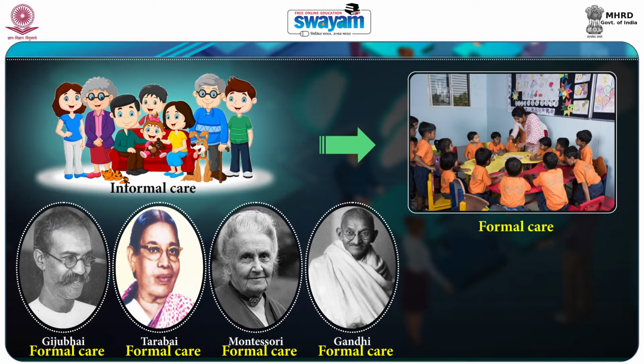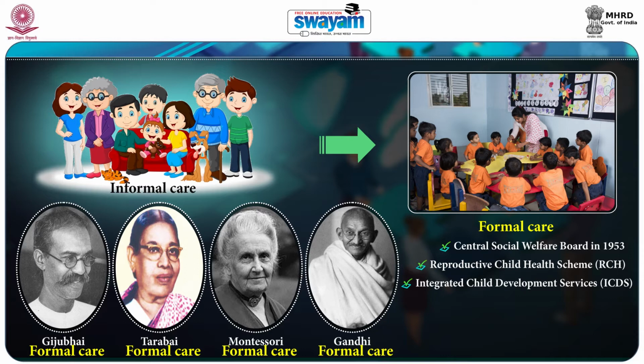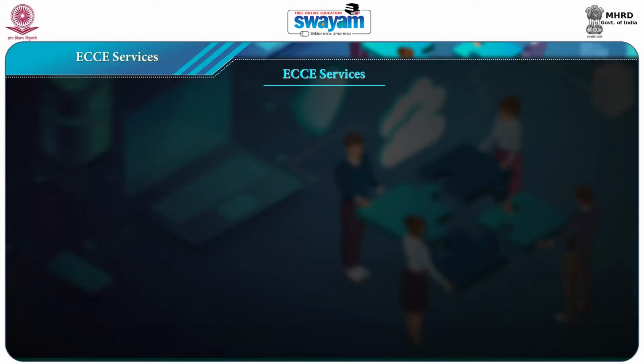The first government initiative on ECCE was the Central Social Welfare Board in 1953. Following the initiative of CSWB, other federally supported schemes such as the Reproductive Child Health Scheme, Integrated Child Development Services, and preschool education provision through primary education programs were initiated. As a result, remarkable progress had been observed in the field of ECCE. This part of the module gives you a list of ECCE services in India provided at public, private and NGOs in a nutshell. Public ECCE services.